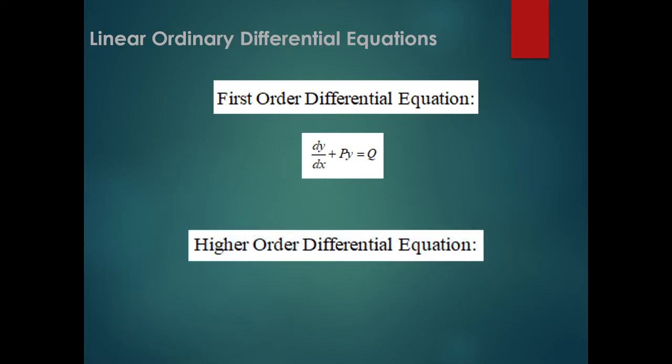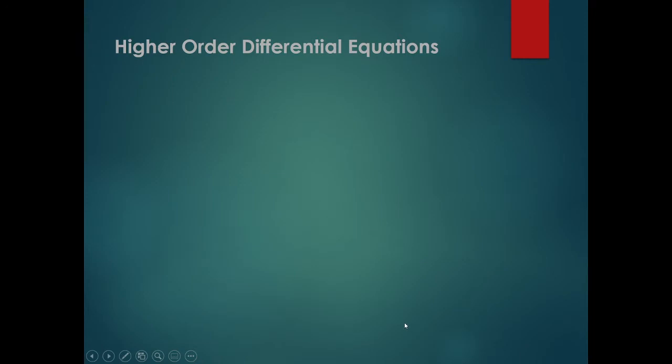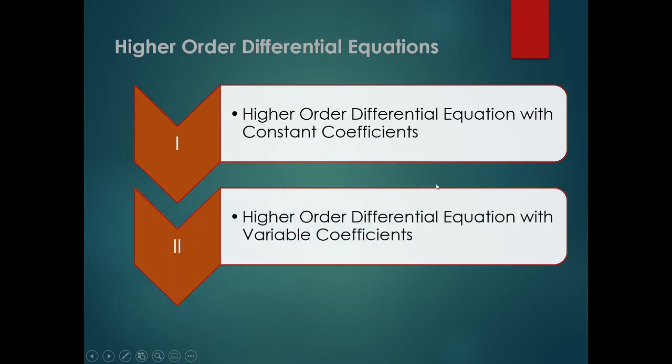Higher order differential equation is the generalized form of differential equation of order n, because here the nth order derivative term has the highest power n, and a naught, a1, a2 up to an are the constant values. Higher order differential equation is mainly divided into two parts: higher order differential equation with constant coefficient, and higher order differential equation with variable coefficient.